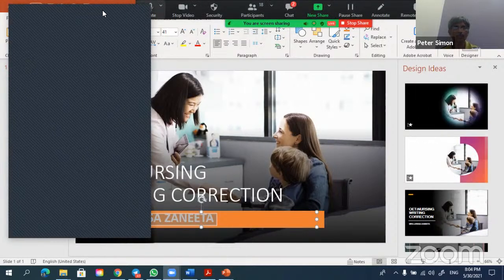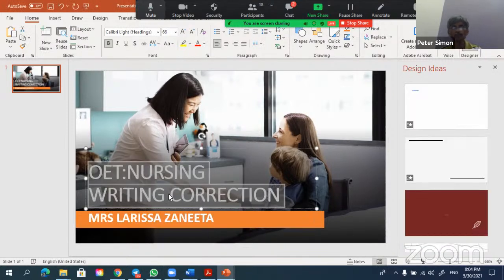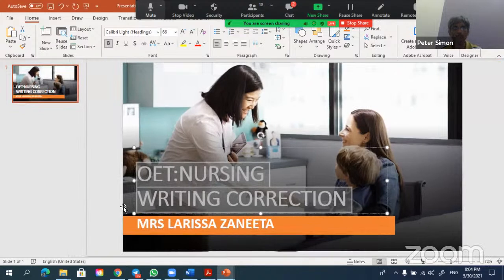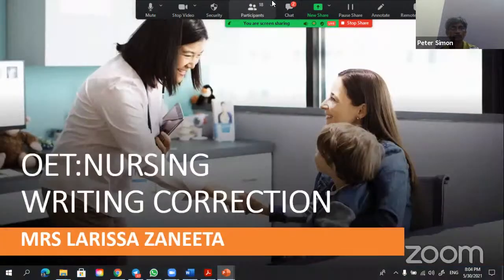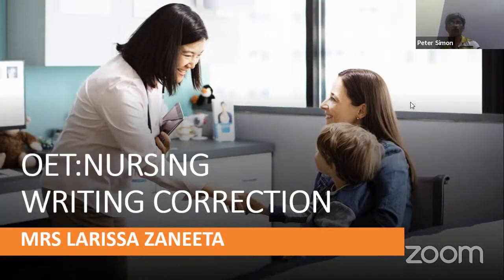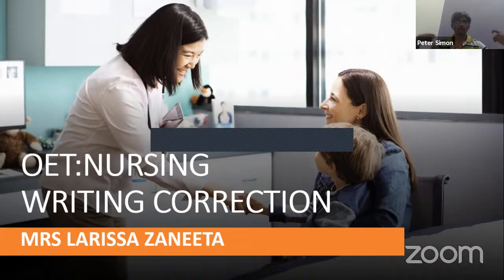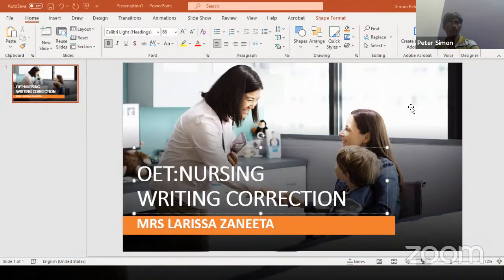One second, I'm coming. Yes, OET nursing, writing correction, Larissa Zanita. Okay. Floating. Yeah. Right. So you're writing a letter regarding her. Print a screen with the child, the second child is in conception. Okay. Right.